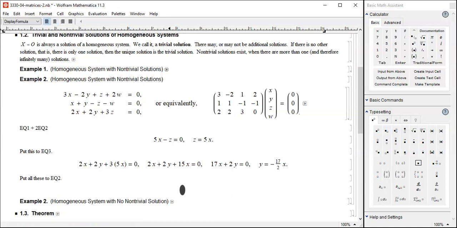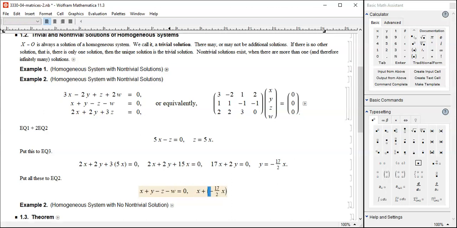So, alright, what do we get? x plus y, but y is equivalent to this. Oh no, let me rewrite everything. x plus y minus z minus w is equal to 0. x plus negative 17 over 2 x, okay, that's y, minus z, z is 5x, so 5x, and then minus w is equal to 0, and then we'll have to simplify that.